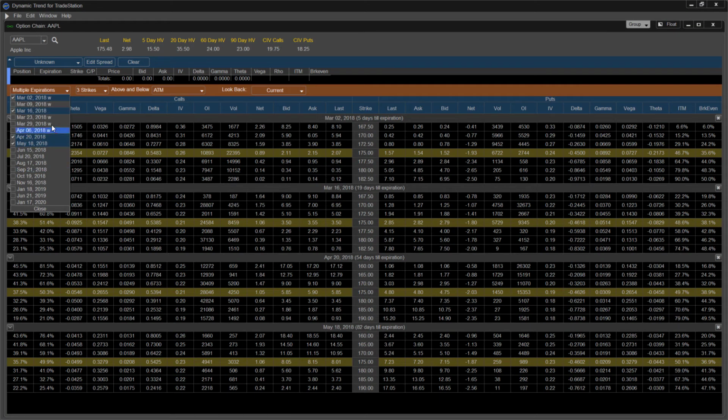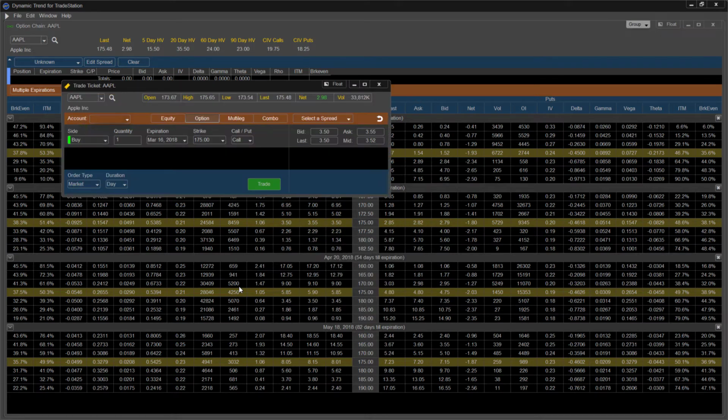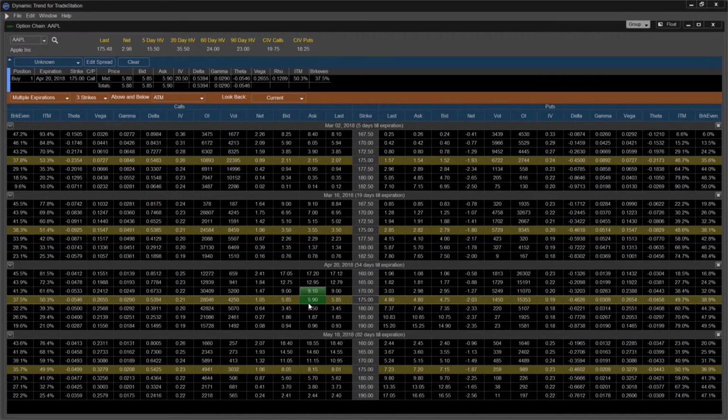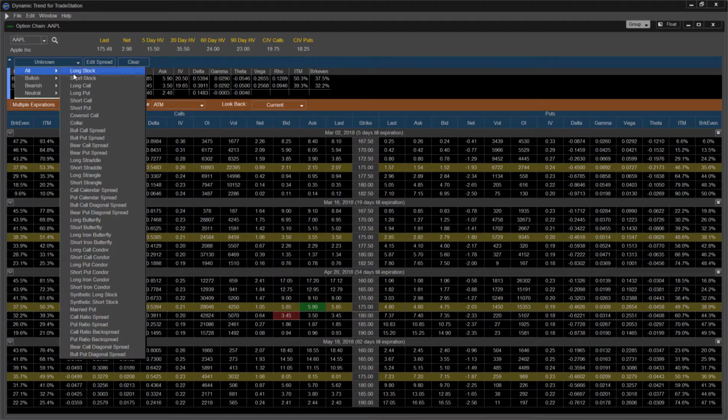Quickly select multiple expirations. Trade directly from the option chain. Quickly build a spread, then trade. Or select from built-in spread strategies.